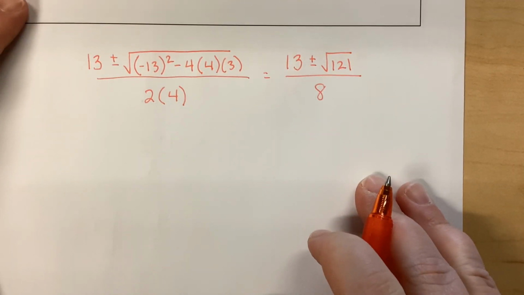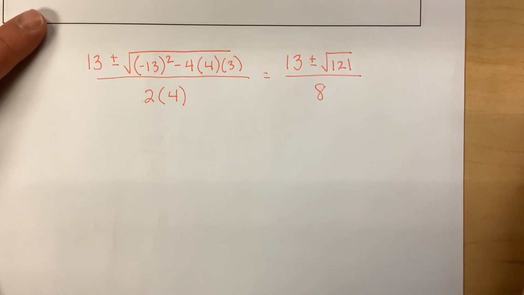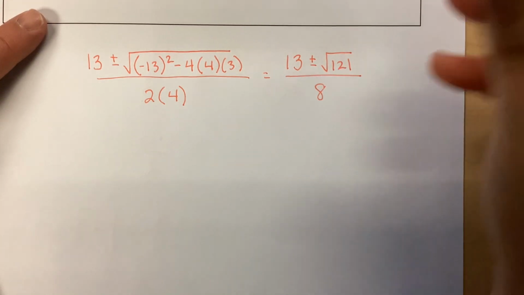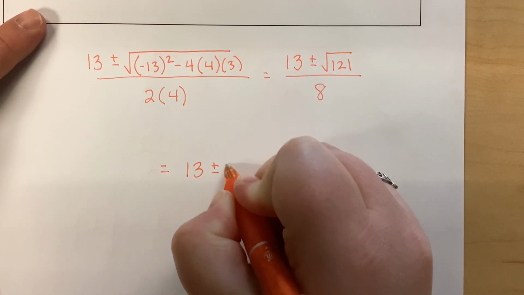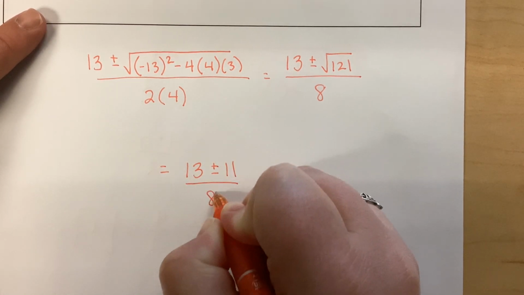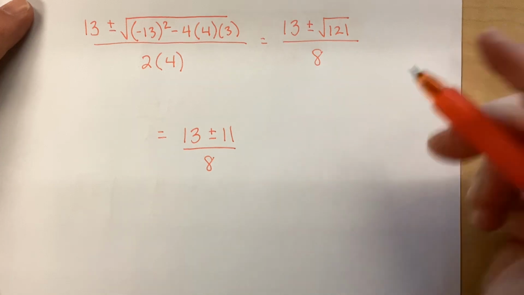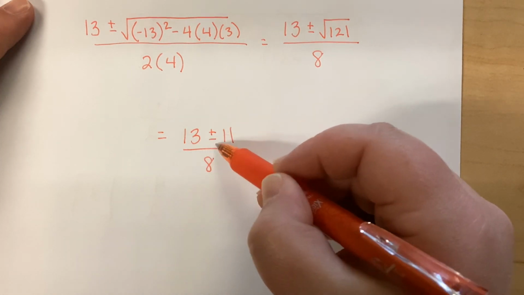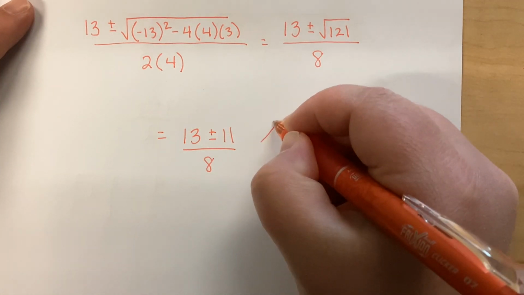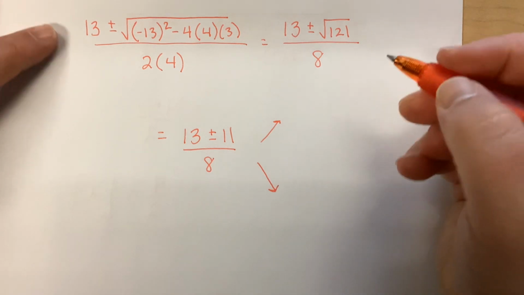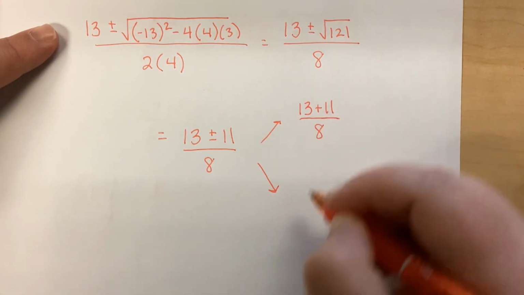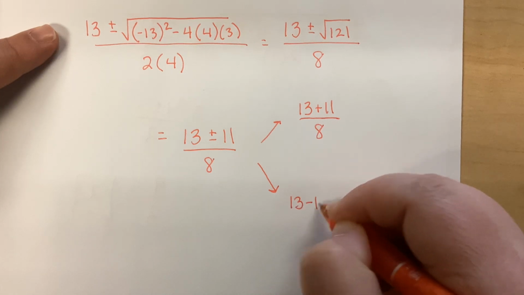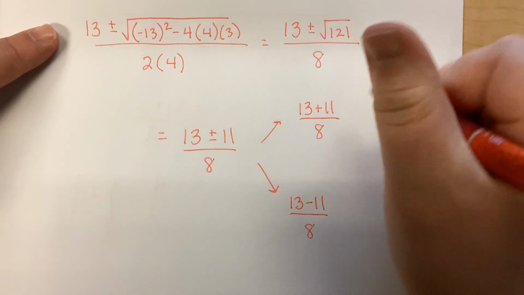All right, let's start the simplification. Now, 121 is a perfect square. The square root of 121 is 11. So now I have 13 plus or minus 11 over 8. This time I'm going to get two solutions because 13 plus 11 is not the same as 13 minus 11. So I'm going to split this into two separate problems. So I'm going to have 13 plus 11 over 8 and 13 minus 11 over 8.